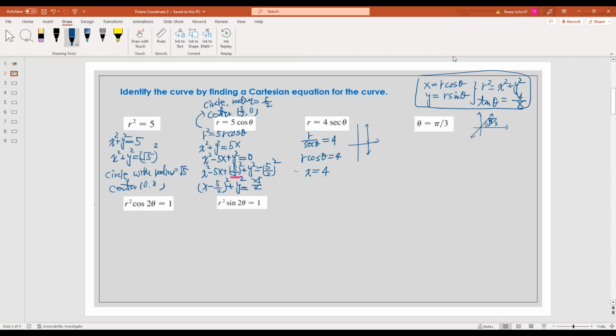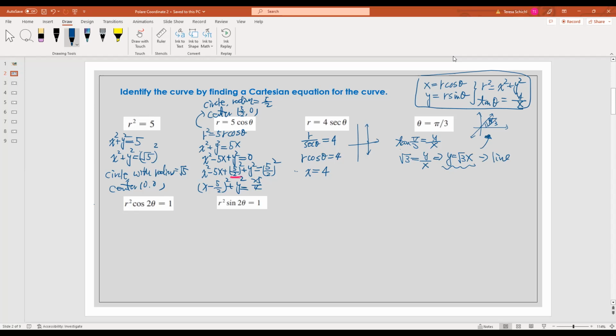By using the Cartesian. I know tangent theta equals y over x, right? So I will say tangent pi over 3 is equal to y over x. So what is tangent pi over 3? It will be the square root of 3, right? It's equal to y over x here. Okay, so now you get y equals the square root of 3 times x. So this is a line. This is just like what we suspected in here.